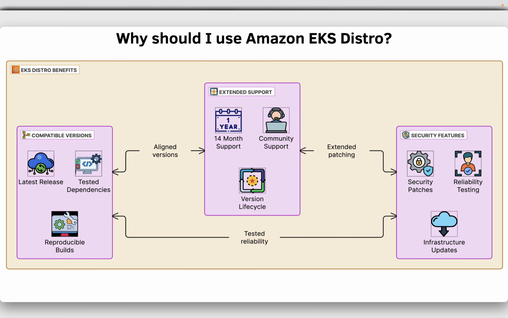So why should I use EKS Distro? EKS Distro helps you manually run clusters using a Kubernetes distribution of compatible versions of the latest release and its dependencies, tested for reliability and security. EKS Distro provides access to installable, reproducible Kubernetes builds for cluster creation, as well as extended security patching support after community support expires. Extended Kubernetes maintenance support is offered for up to 14 months in accordance with the Amazon EKS version lifecycle policy, giving you the time necessary to update your infrastructure in alignment with your software lifecycle.